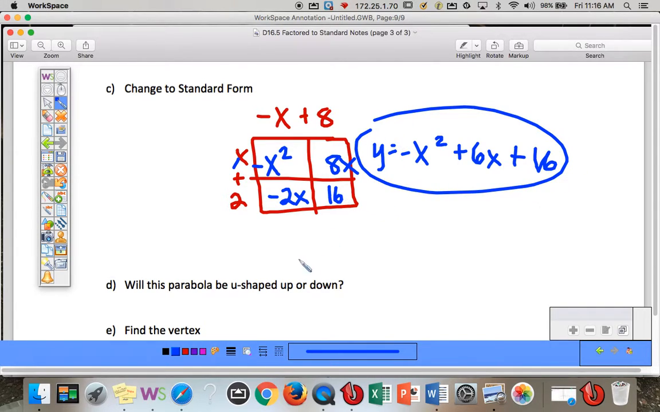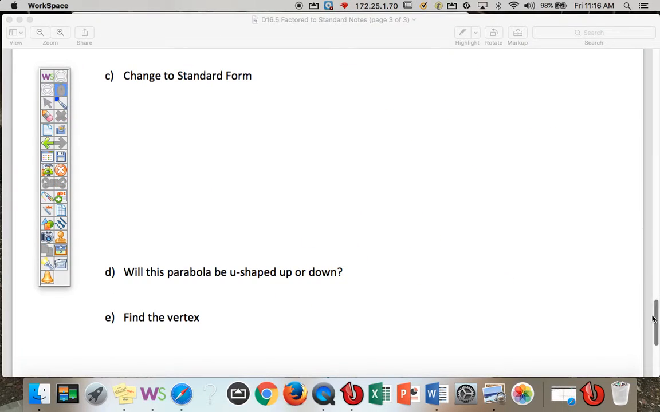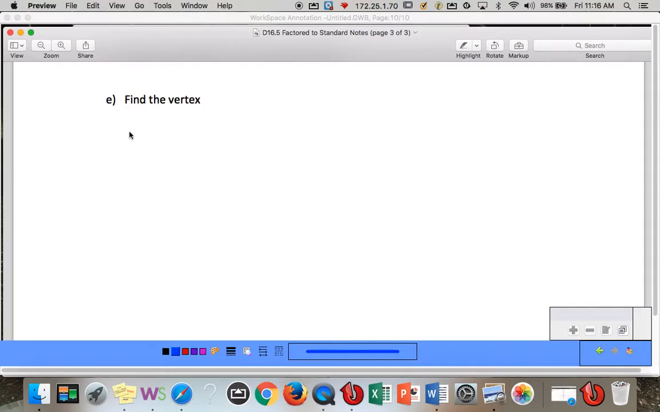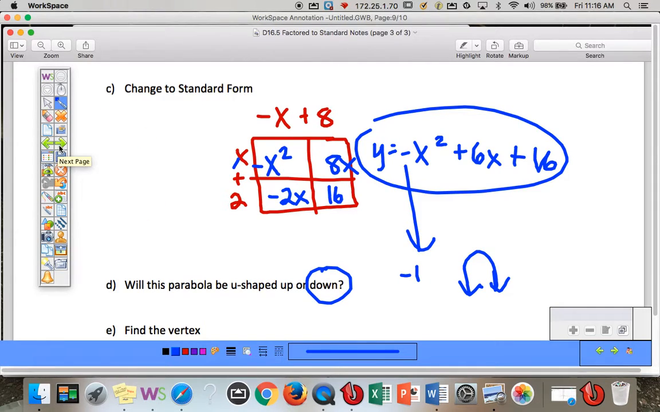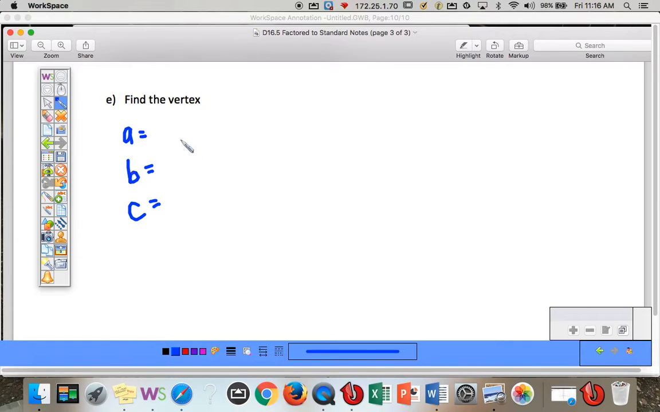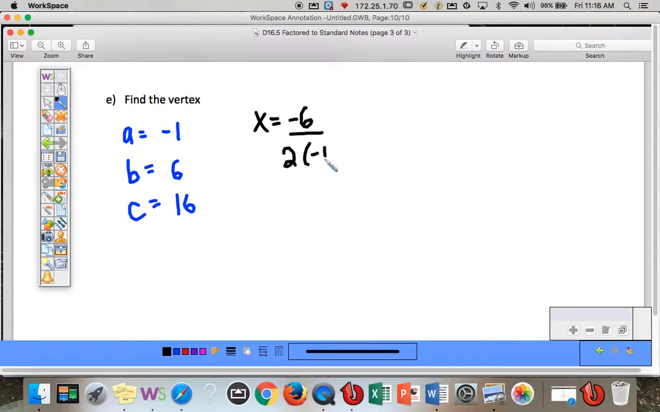Will this parabola be U-shaped up or down? Well, take a look at this a value. It's negative 1. It means it's going to be U-shaped down. To find the vertex, opposite b over 2a, so let's find a, b, and c again. So a was negative 1, b was 6, and c was 16. So first step, x equals opposite b over 2a. Negative 6 over negative 2, 3.